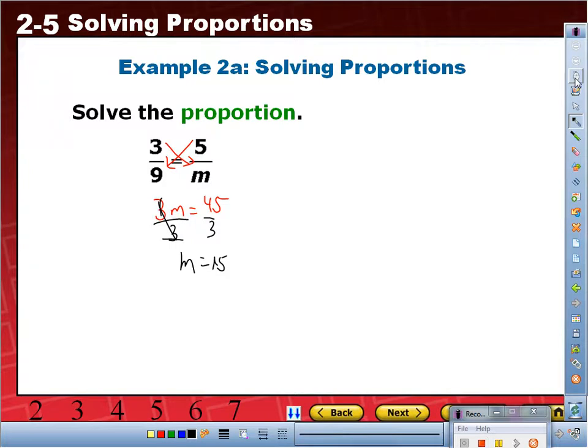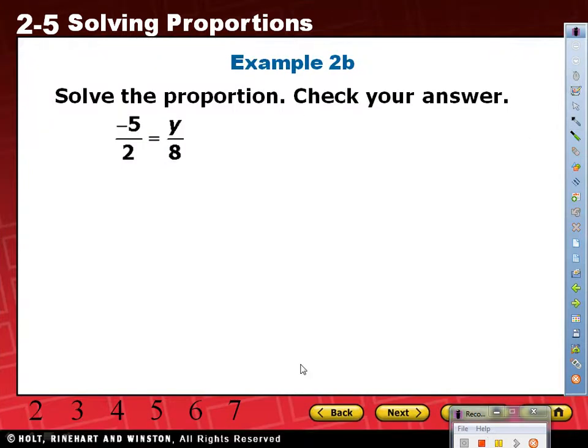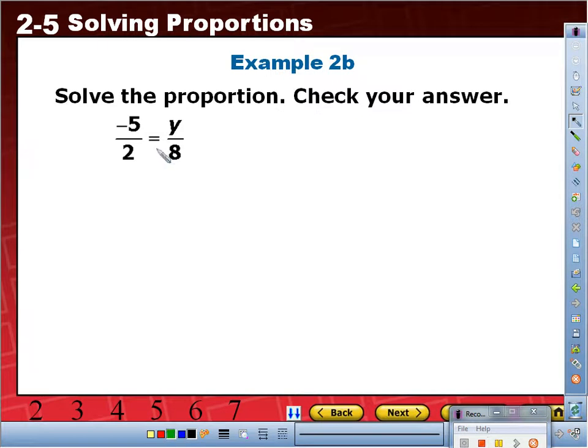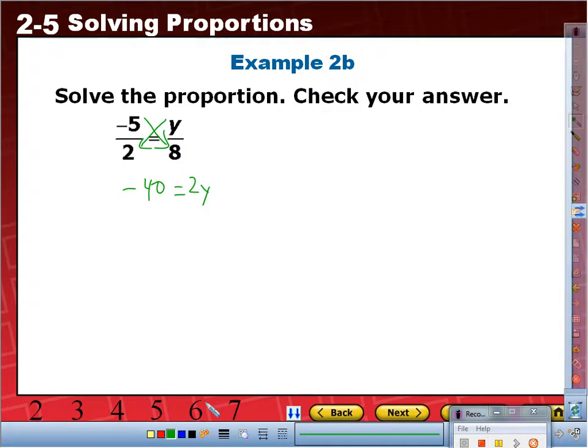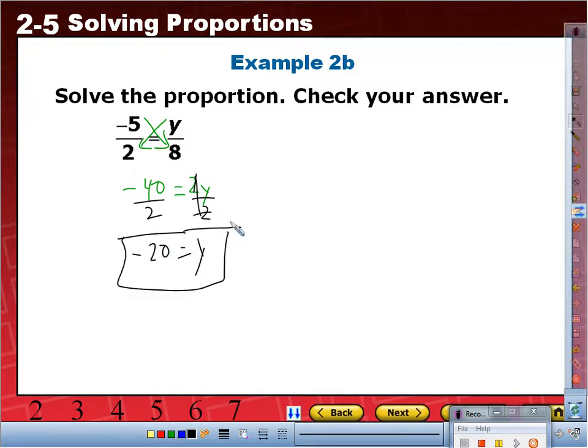Now on the right-hand side, copy this next one. Example 2b. All right, once again, for this one, use the cross product property. Let's see, negative 5 times 8, that's negative 40. Is that correct? Equals, what is y times 2? 2y. At the end, we divide by 2 both sides. This becomes y equals negative 20. Hands if you got that. Okay? All right, so far so good, right?